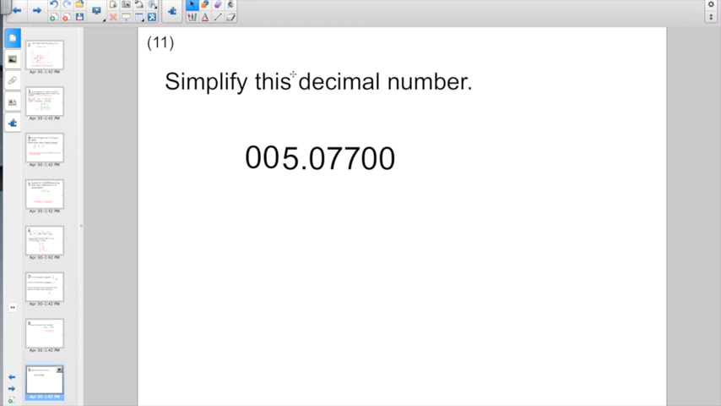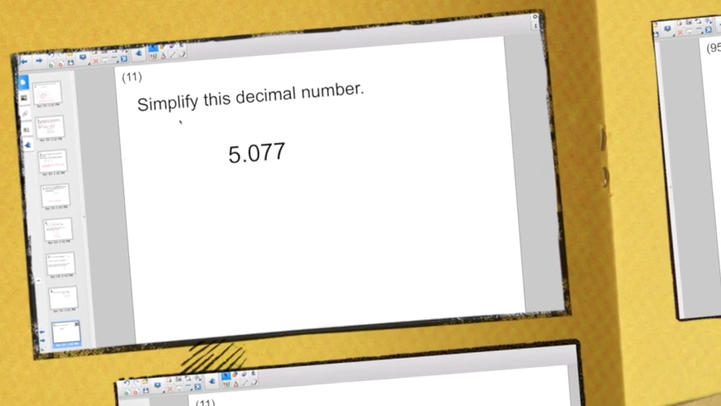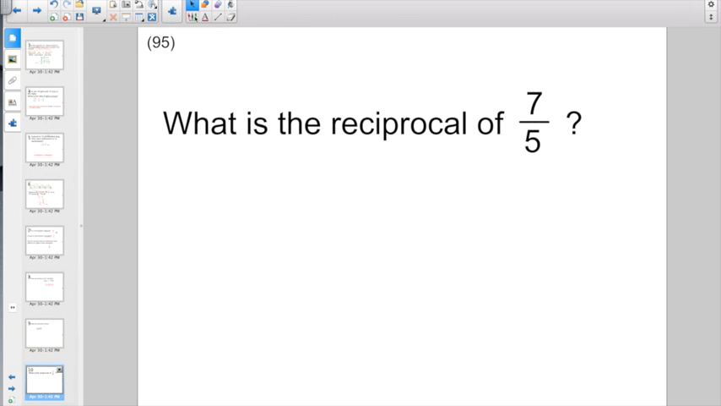Simplify this decimal number. Remember the rules. We don't want to start off whole numbers with zeros, so we can get rid of the zeros in the front, and we don't need zeros in the back of our decimal numbers, so we can end up with 5 and 77 thousandths. What is the reciprocal of 7/5?